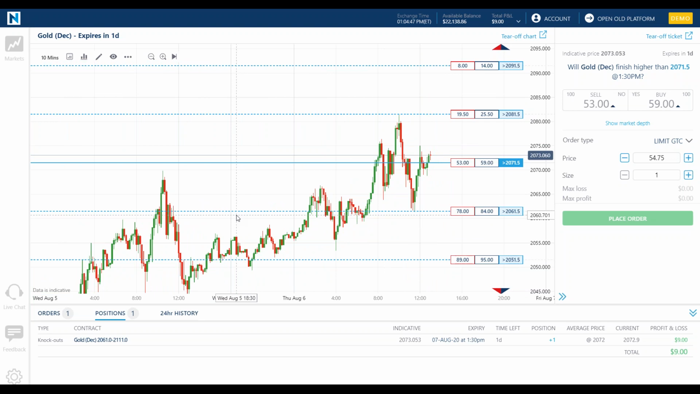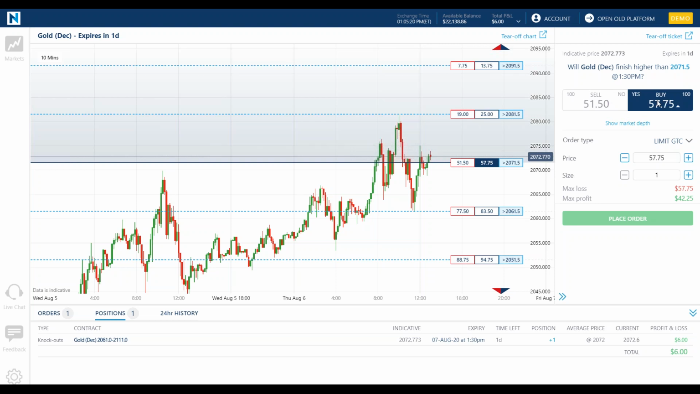A binary option, and this is a yes or no. Will gold finish higher? Now, in this particular contract, I clicked on this 2071.5. Will it finish at 1:30 tomorrow? So it gives me a settlement time. Will it be higher than 2071.50? Yes or no? And what I'm really trading here, notice that these prices are very different. This is the probability that the answer to the question will be yes, that it'll be true, that the buyer of this contract will be correct.